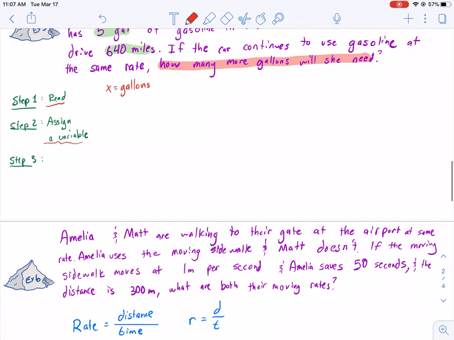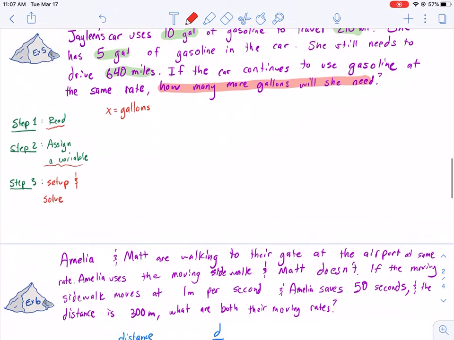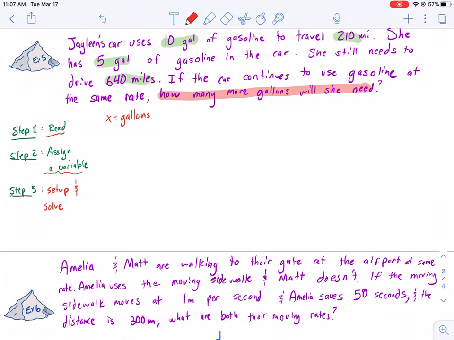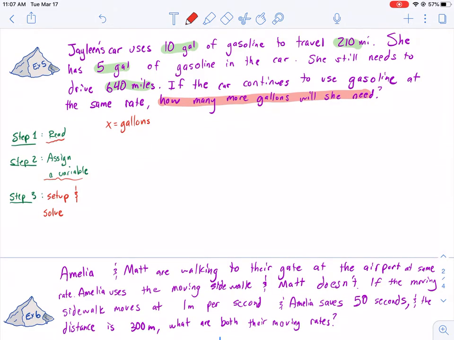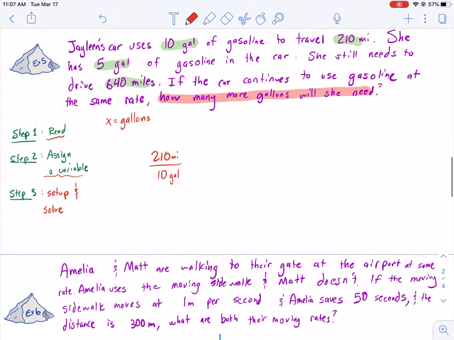Last up, we are going to set up and solve. So let's put in what we know. There's a couple ways to do this problem. I'm going to use mostly ratios, but if you use a different method, it doesn't necessarily mean it's wrong. So we already know that she goes 210 miles using 10 gallons. And usually cars, they talk about their miles per gallon. So that's kind of the format we use there.